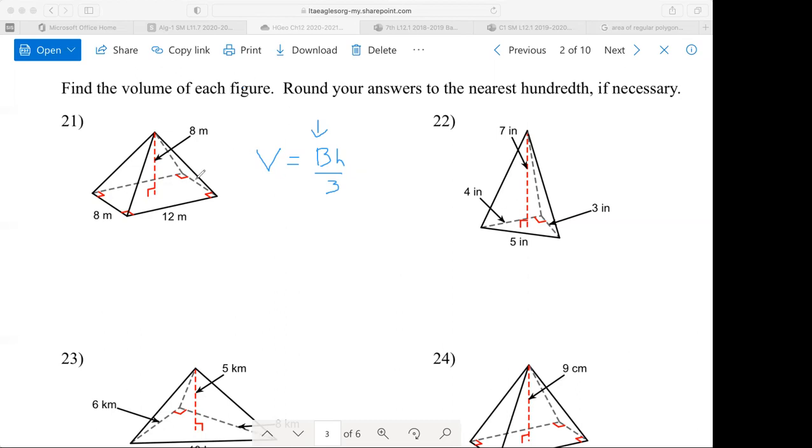21. What's the shape of the base? Rectangle. So that's just base times width, 8 times 12 is 96. The height, well, that's 8. And we just need to divide that by 3 and we're done. Volume for all of these, except for sphere, is the easier of them to do. So what do you get? And this would be in cubic units. 256 meters cubed.